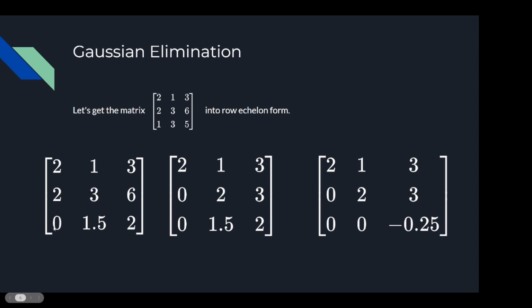So you can see that first we subtract half of row 2 from row 3 to get this. Then we subtract row 1 from row 2, so we have these two zeros here. And finally we subtract 3/4 of row 2 from row 3 to get the row echelon form of the matrix as 2, 1, 3, 0, 2, 3, 0, 0, negative 0.25.